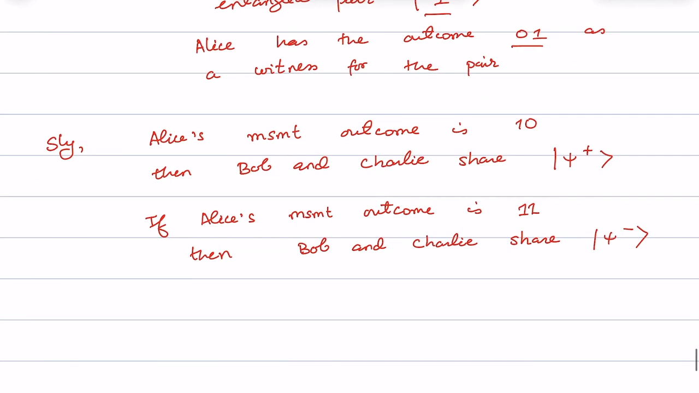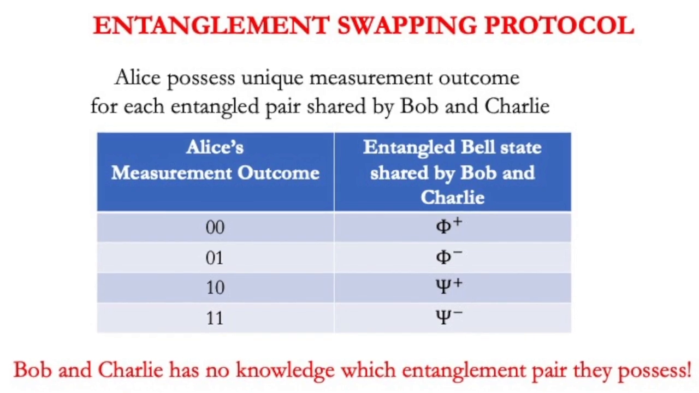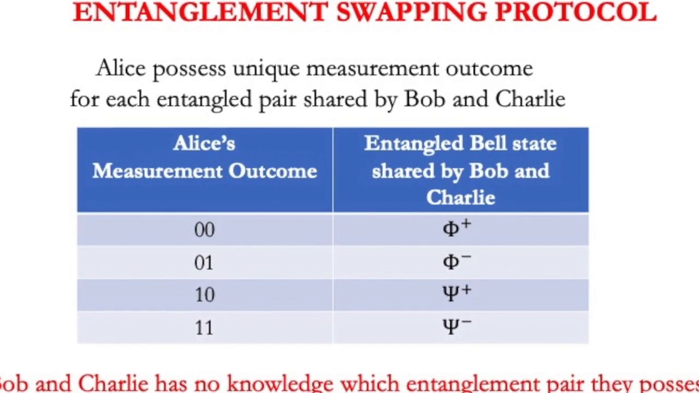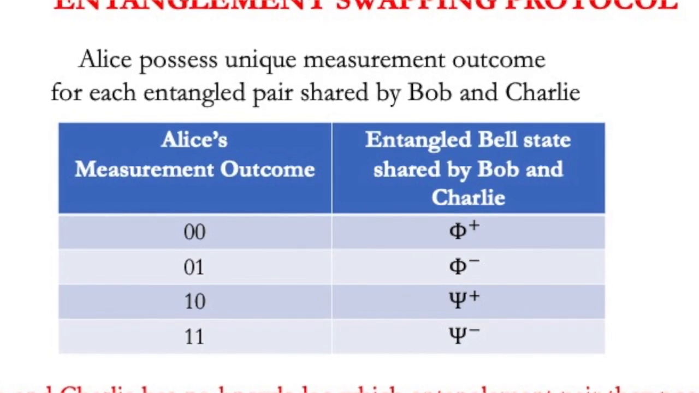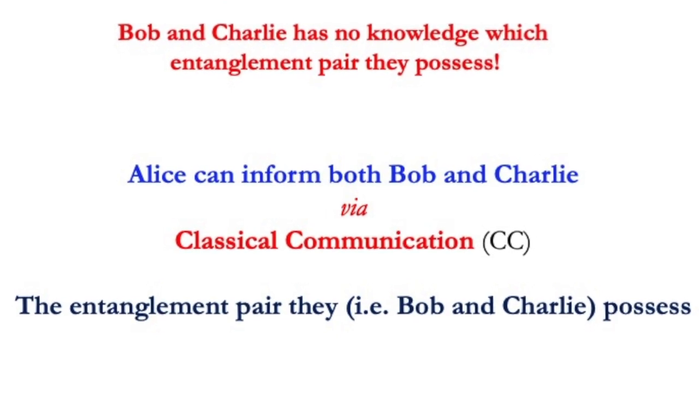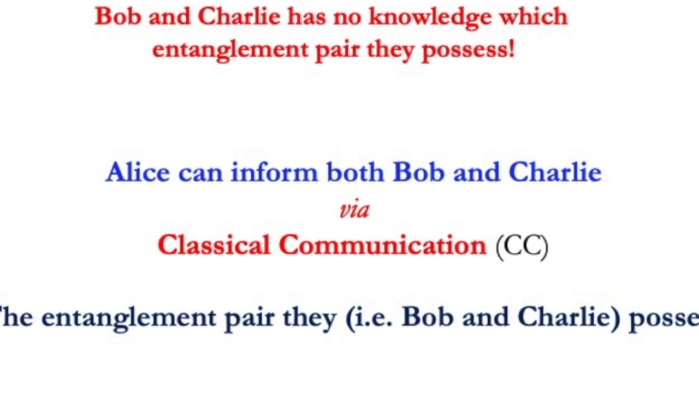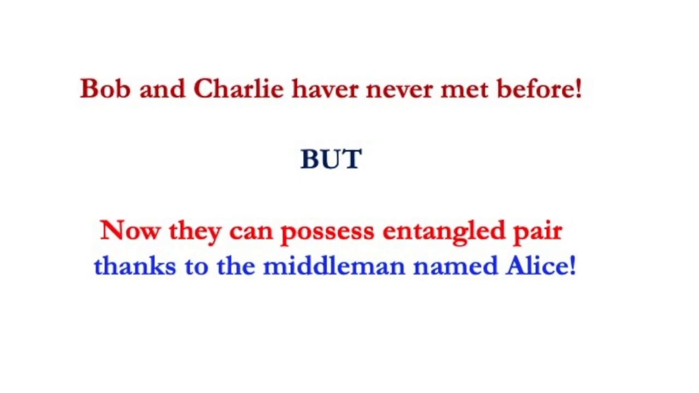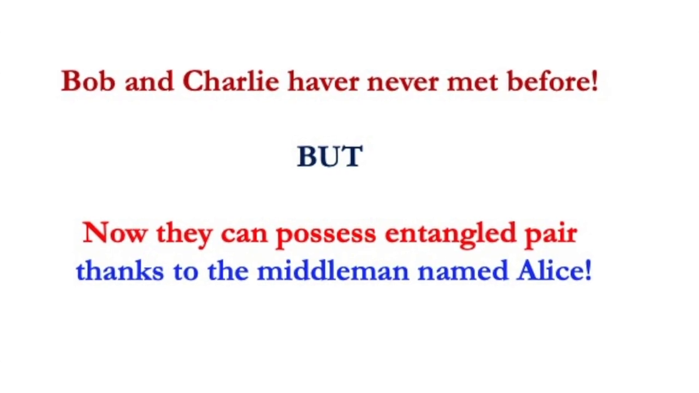So by the way, as you can see, Bob and Charlie have no knowledge about which of the entangled pairs they possess. For each entangled pair, Alice possesses a unique measurement outcome, and she can tell Bob and Charlie through classical communication what entangled pair they are possessing. Bob and Charlie, who have never met before, can now possess an entangled pair with the help of a person in the middle, and that is Alice.